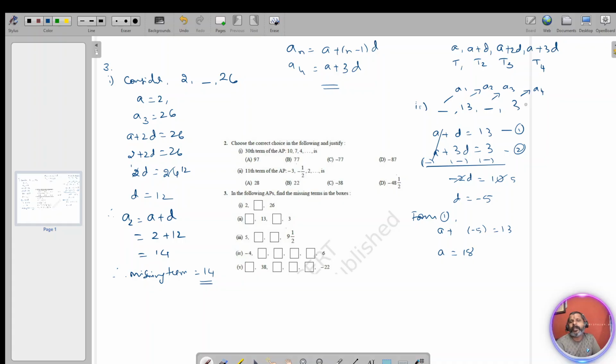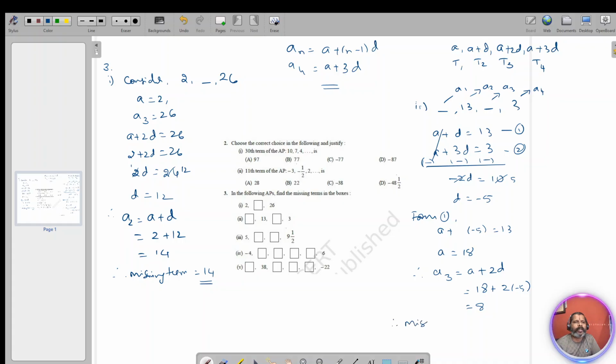So they have asked the first term and third term. If you see the question, the boxes are in the first place and third place. Therefore, a is the first term. Therefore, we'll calculate the third term also. a3 is a plus 2d. a is 18, 2 of d is minus 5. That is 18 plus 2 times minus 5, which is minus 10, so 18 minus 10 is 8.